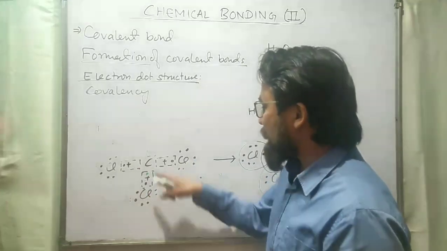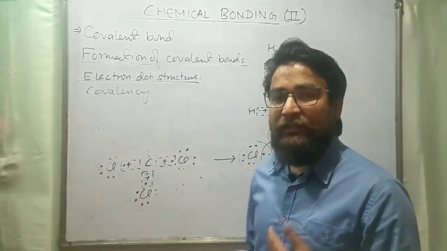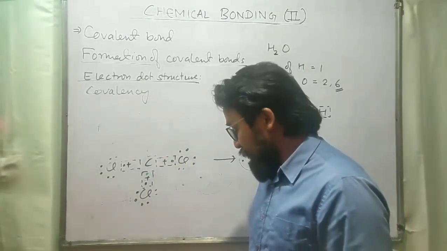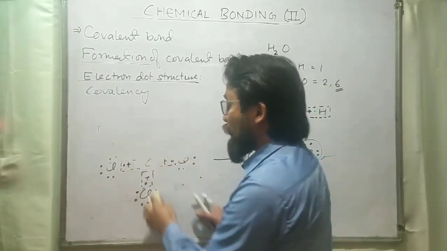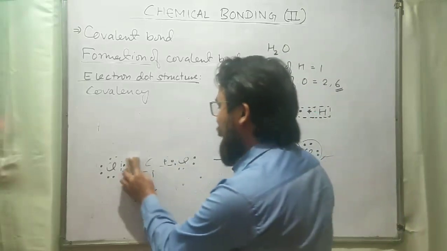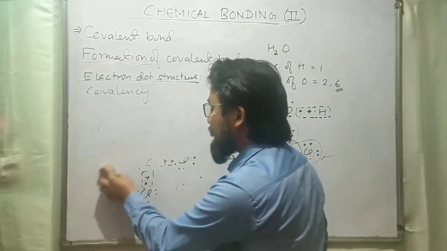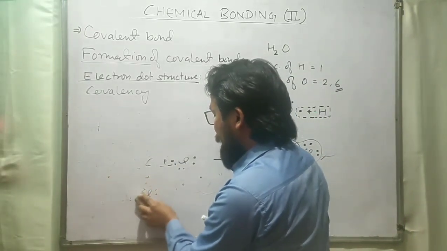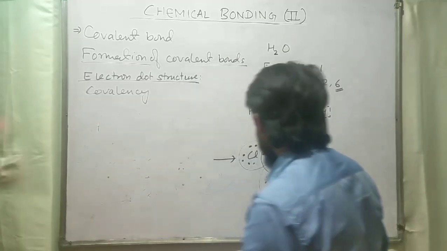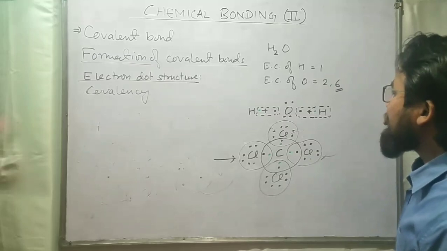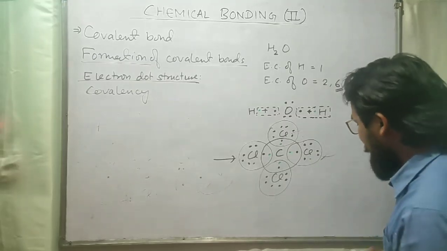One more example, as you have seen the example of carbon tetrachloride. In that example, how many electrons was carbon sharing? 4. So it means the covalency of carbon is 4. Similarly, chlorine was sharing 1 electron, so the covalency of chlorine was 1. Okay, so this is how we can find the covalency.